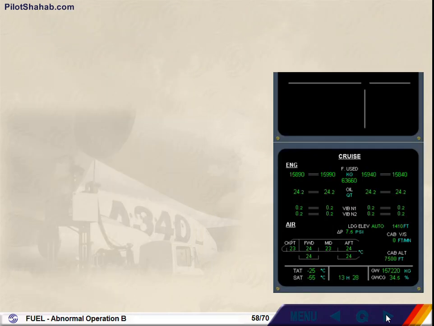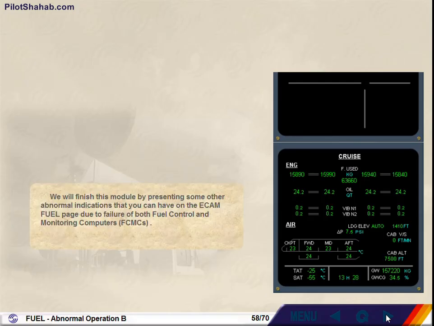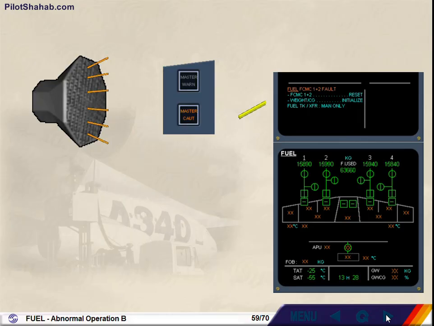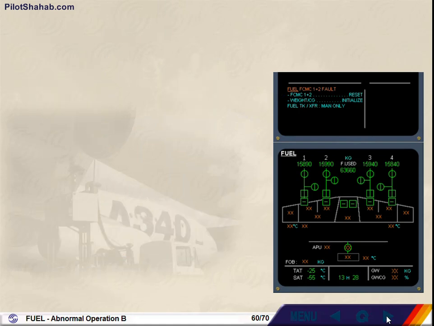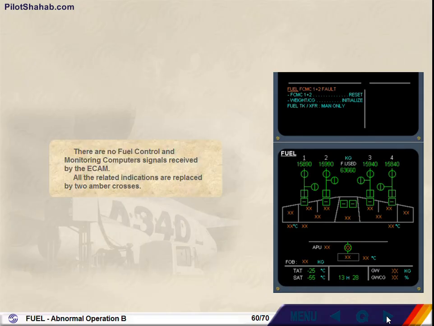We will finish this module by presenting some other abnormal indications that you can have on the ECAM fuel page due to failure of both fuel control and monitoring computers, FCMCs. Click on the forward arrow to display the failure. On the engine warning display, the ECAM caution FCMC 1+2 fault appears amber, meaning that both FCMCs have failed. There are no fuel control and monitoring computers signals received by the ECAM. All the related indications are replaced by 2 amber crosses.